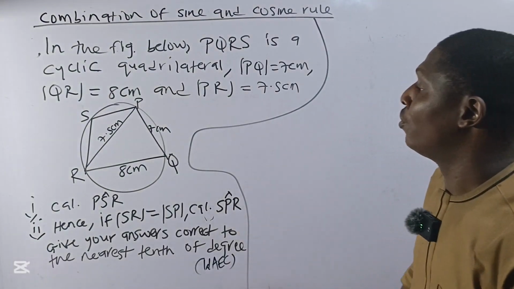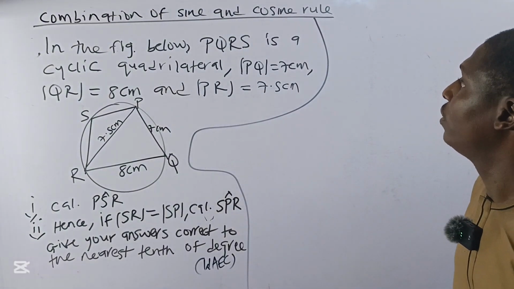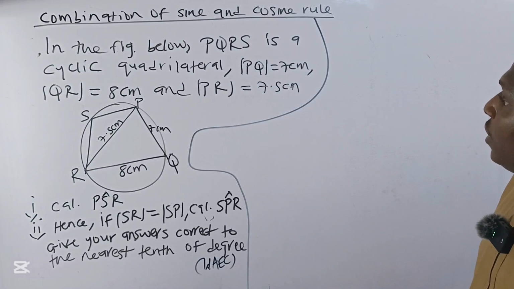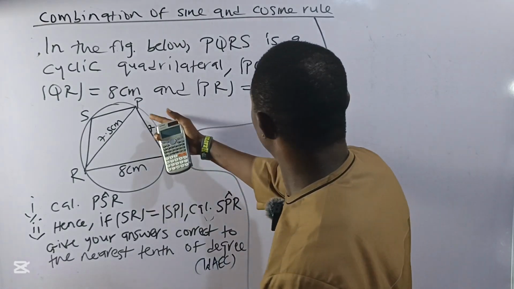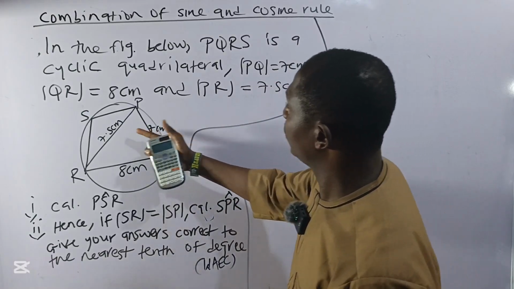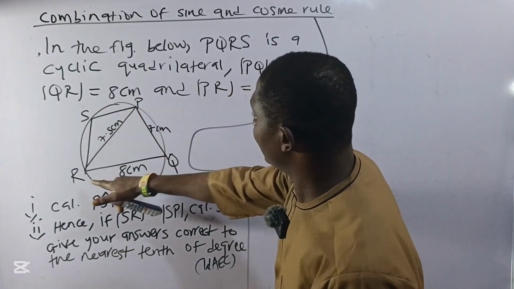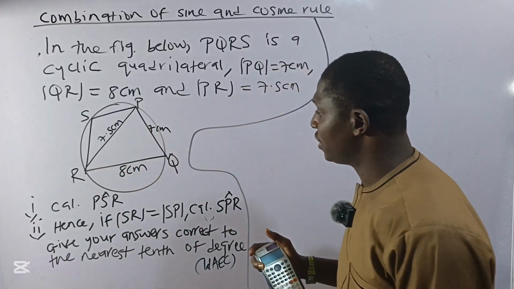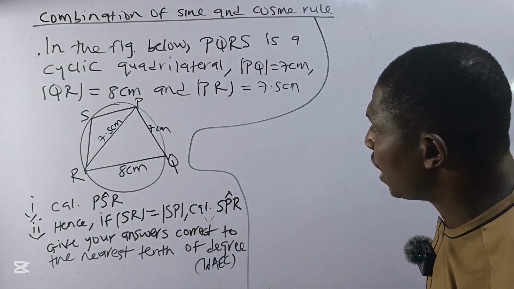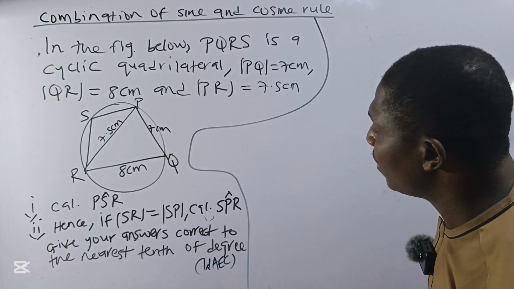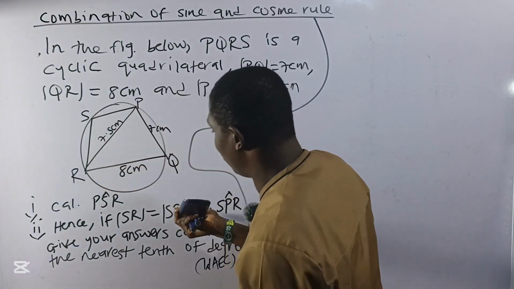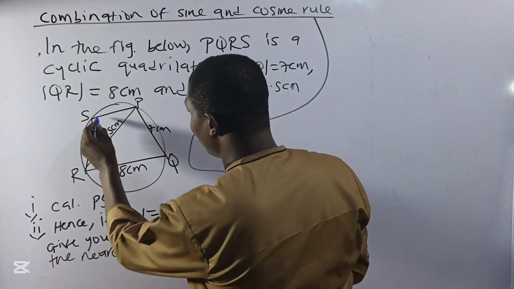We have a question on the board. It said, in the figure below, PQRS is a cyclic quadrilateral, and here's our PQ. PQ is 7 centimeters, QR is 8 centimeters, and PR is 7.5 centimeters. It said we should calculate angle PSR. But where is even angle PSR? This is my P, this is my S, this is my R. So I'm looking for this angle.